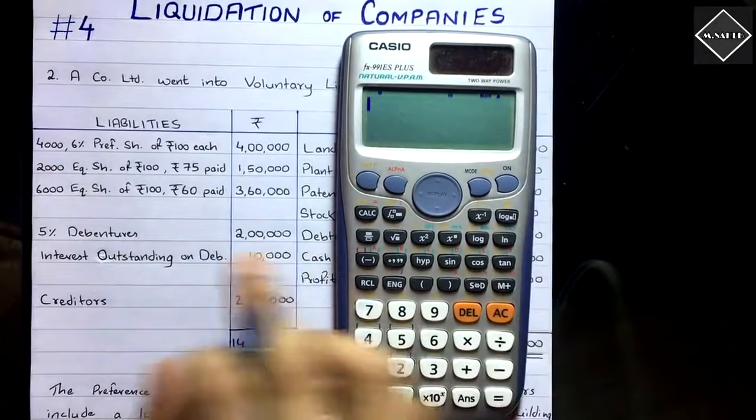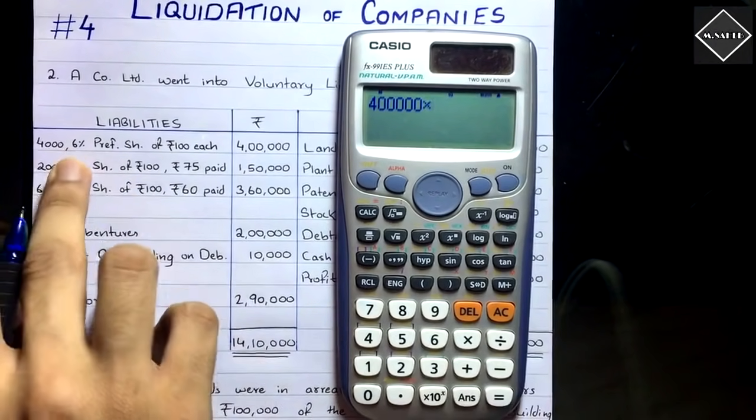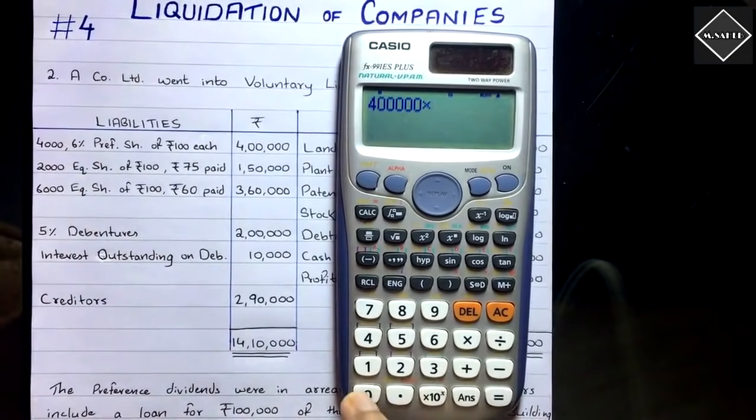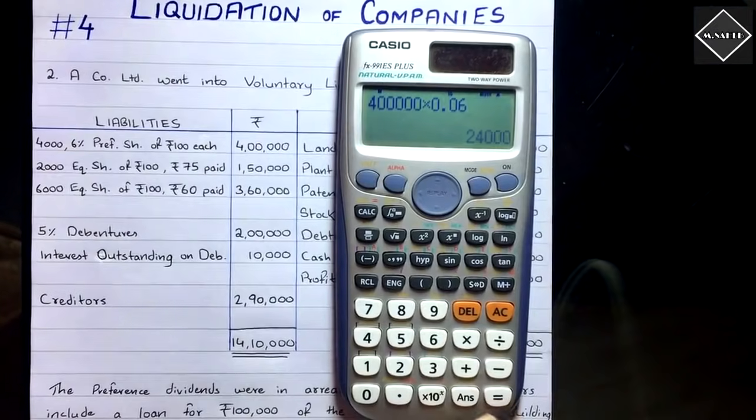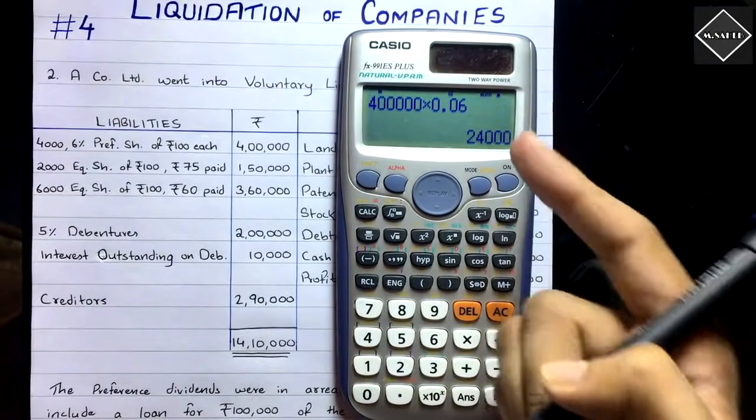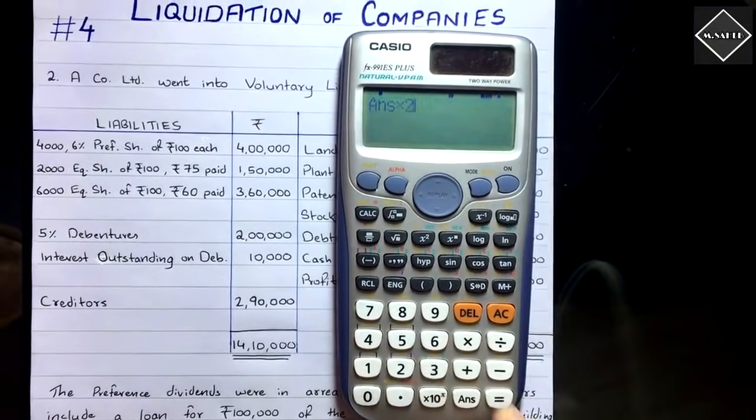See here, the 4 lakh is the face value of preference shares. 4 lakh into the percentage, the fixed percentage, that is 6%. So 0.06, that's 6%. It is equal to 24,000. Now this is a yearly dividend, dividend of 1 year, right? But we want 2 year dividend. So into 2, simple, 48,000.